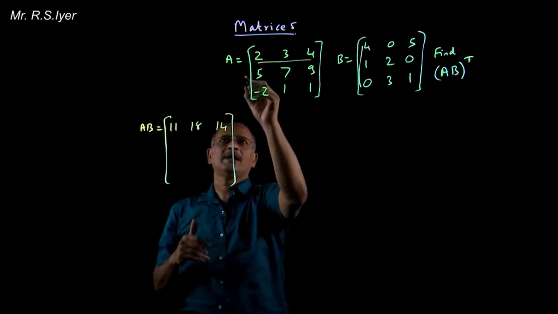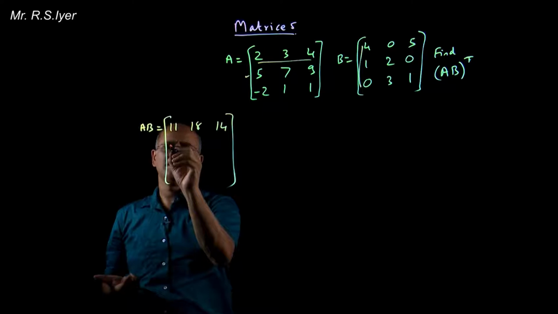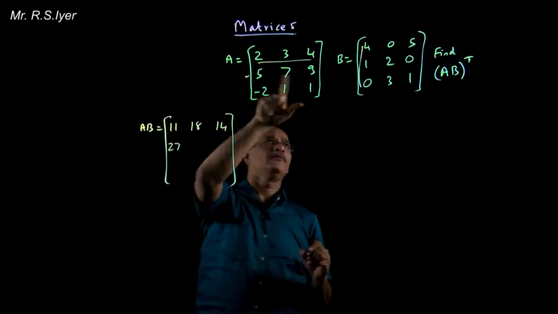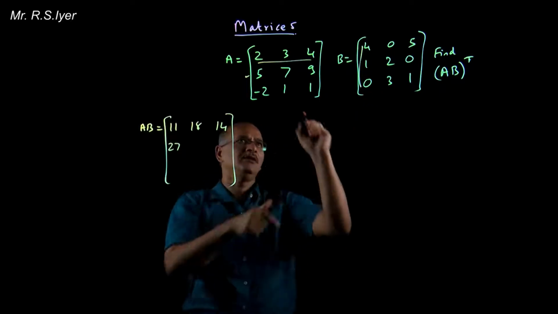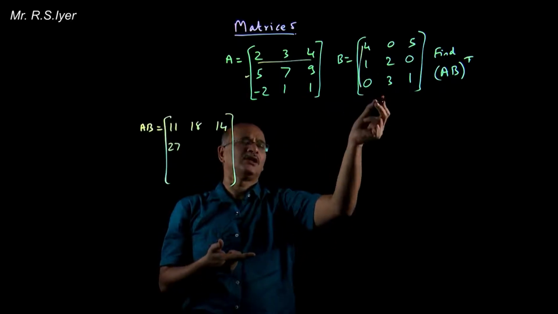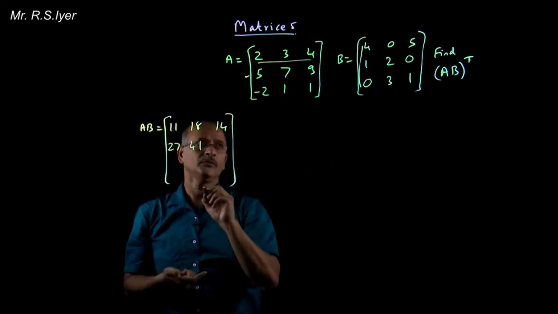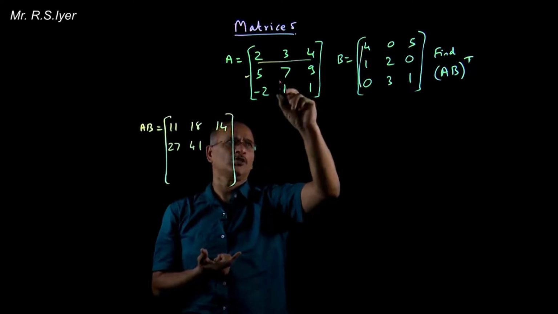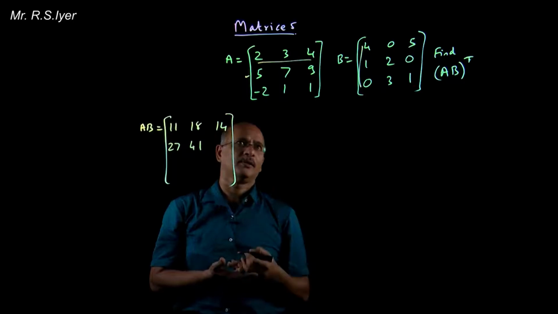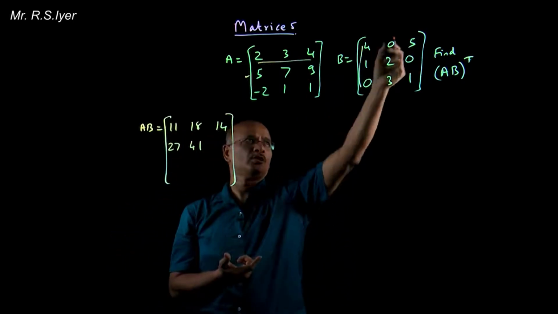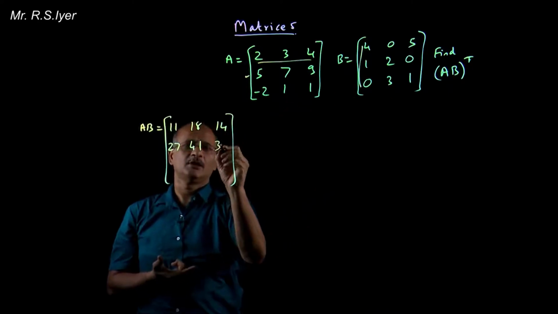Now you will take the second row. So second row, 5 4s are 20, 7 1s are 7, 27. Then 5 0s are 0, 7 2s are 14, and 9 3s are 27. Understand? 7 2s are 14, 9 3s are 27. 27 plus 4, 31. So this will become 41. Check it once again. 5 0s are 0, 7 2s are 14, 9 3s are 27. 27 plus 4, 31, 41. Then finally second row, third column. 5 5s are 25 plus 9, that is nothing but 34.